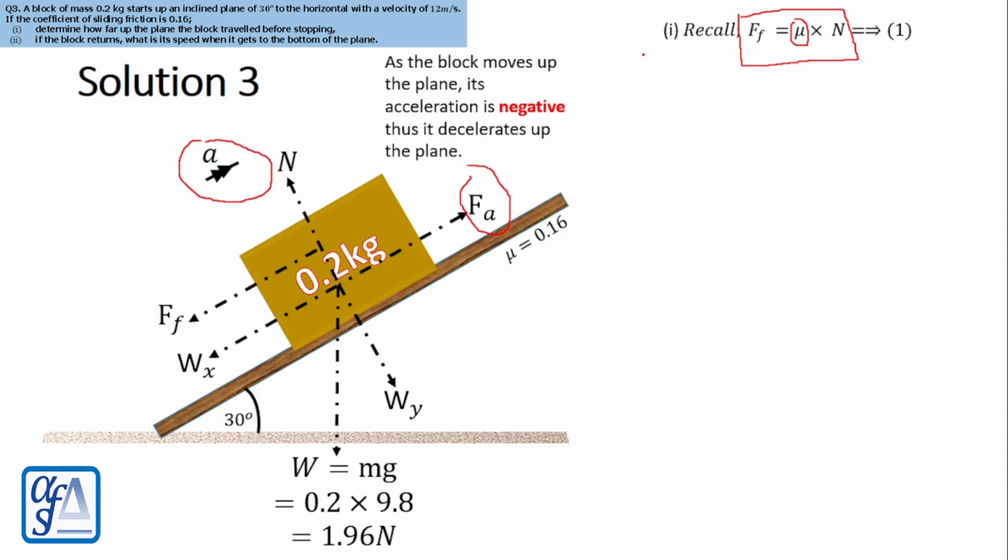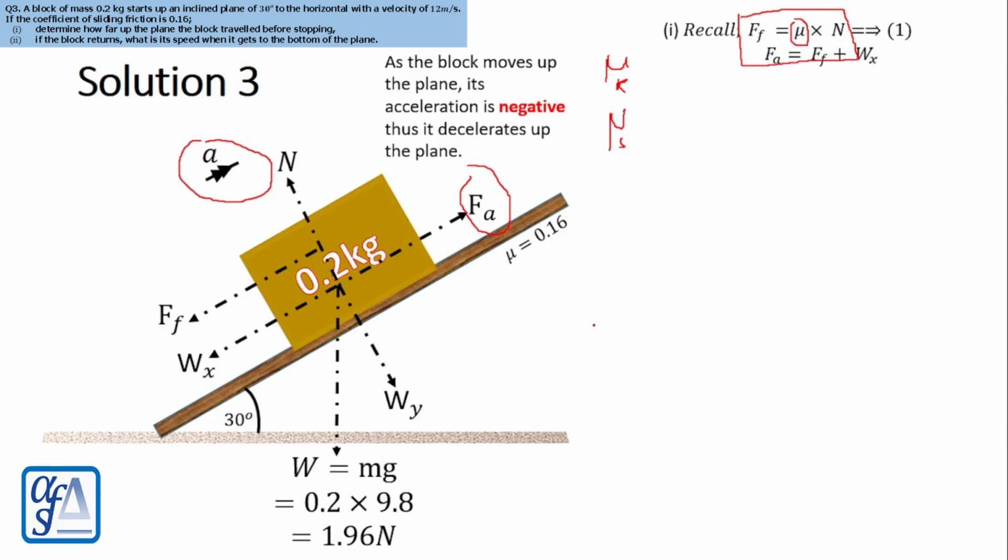It could either be mu sub k, which is coefficient of what? Kinetic friction, or mu sub s, which is coefficient of static or limiting friction. So this is the first thing you have to note. So F sub F equals to what? F sub F, that frictional force, equals to mu N. Now the next thing is what?